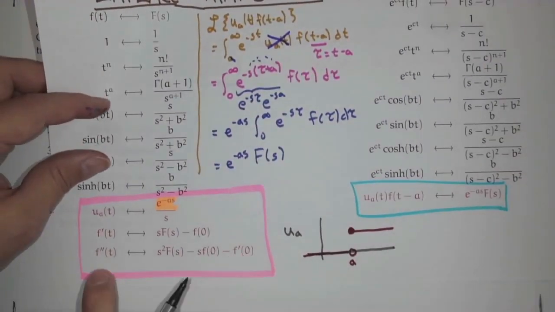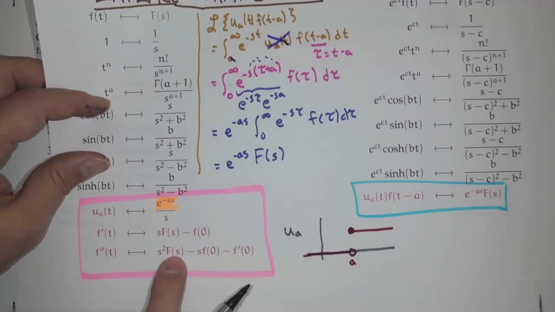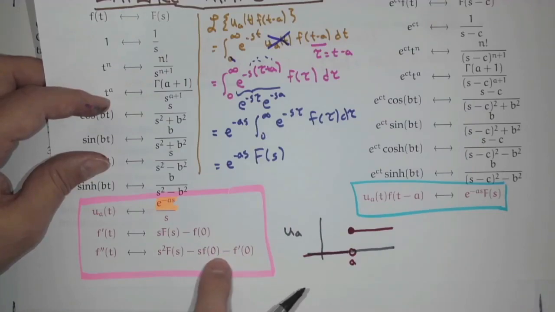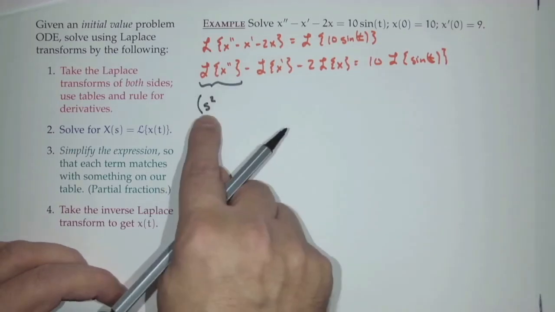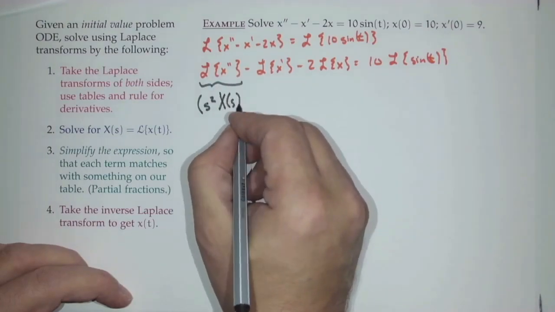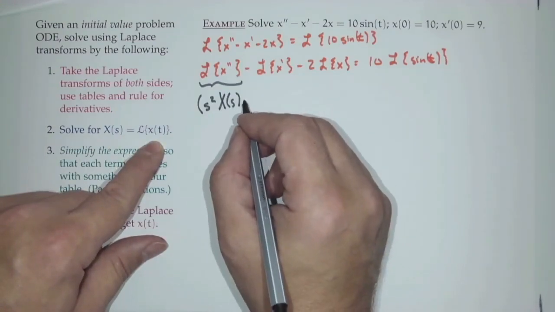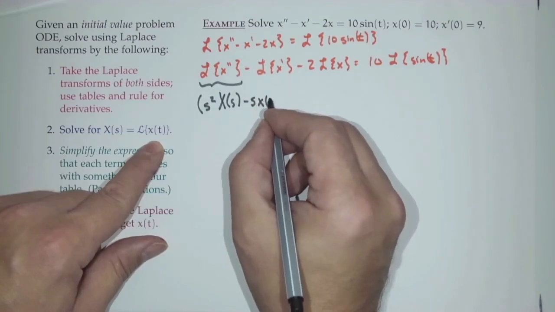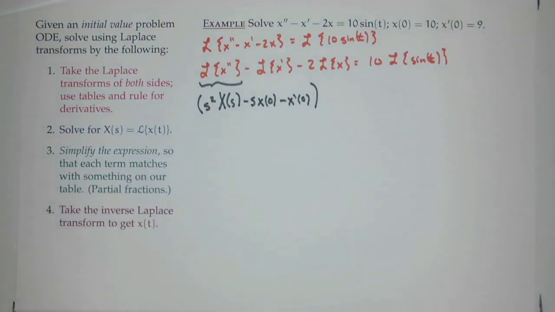And here's where we go to our rule. If we're taking the Laplace transform of the second derivative, it's s squared times the Laplace transform of the function, and then there are these other pieces. Minus s times what happens at 0, minus the derivative at 0. So, this part would become s squared, because it's the second derivative, times our function X of s, because that's what we're calling the Laplace transform of x. And then we have to do some corrections. So we have minus s times x at 0, minus x prime at 0. So that's the first part.